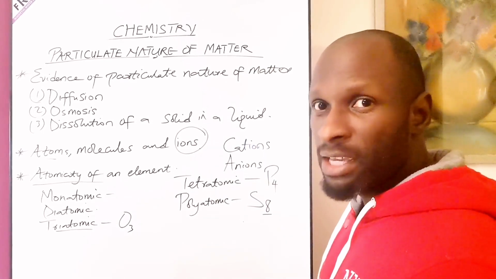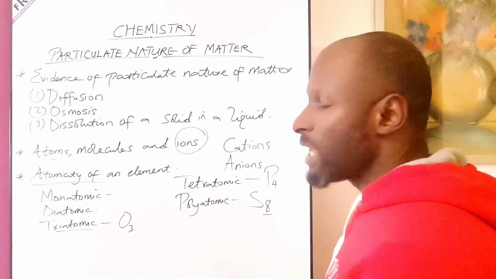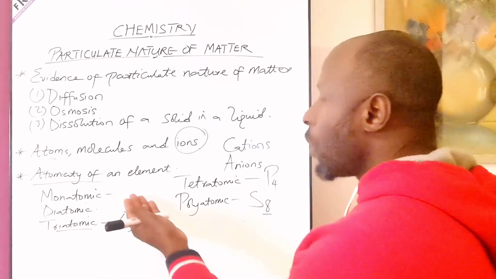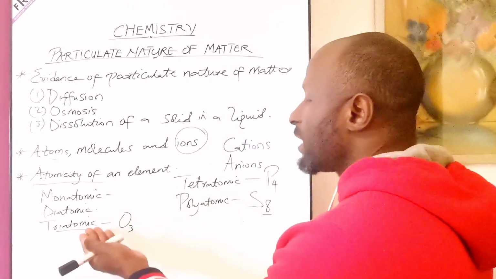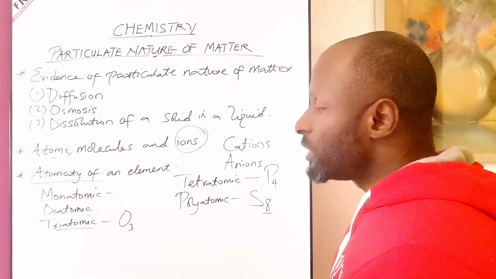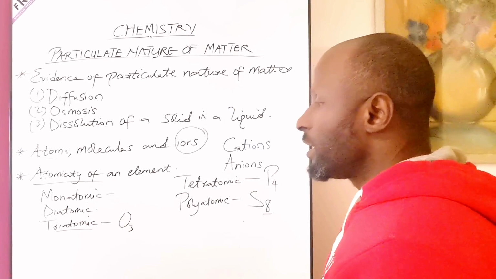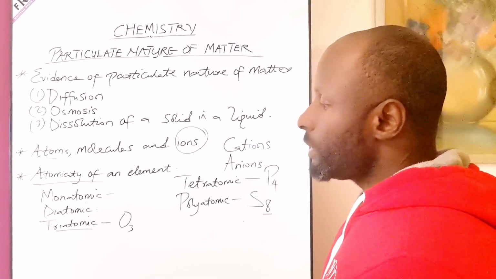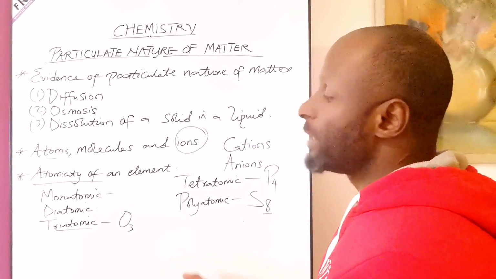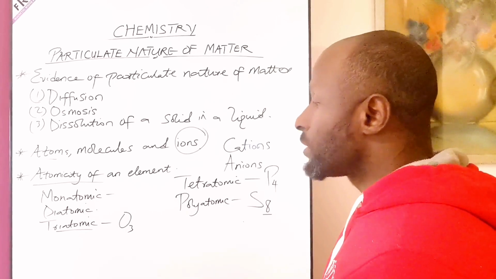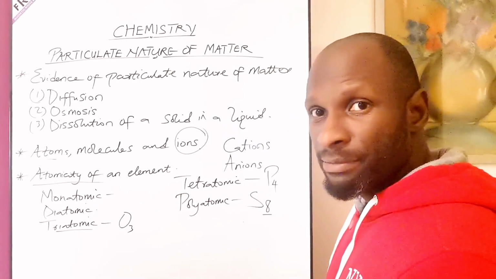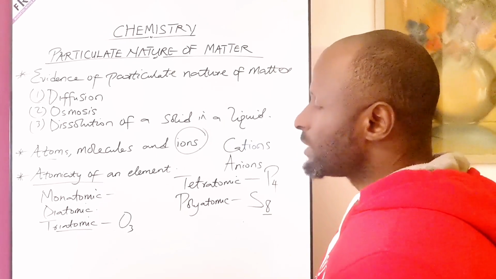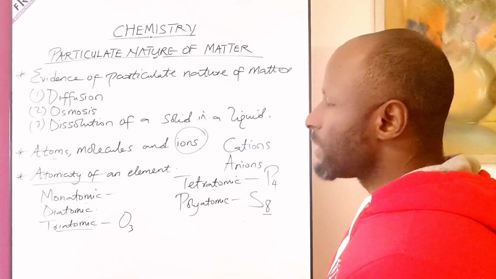I repeat myself again. All metals are monatomic. All rare gases are monatomic. Most other gases like hydrogen, like oxygen, like your nitrogen, they are diatomic. Okay? Good. So that is what atomicity is about.